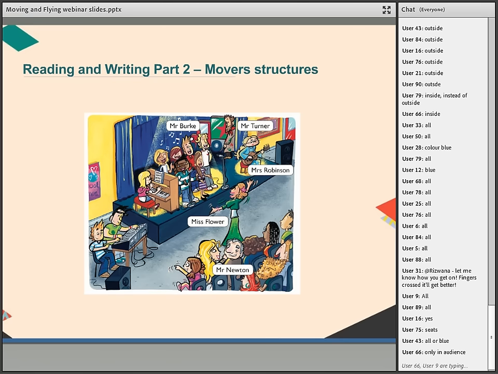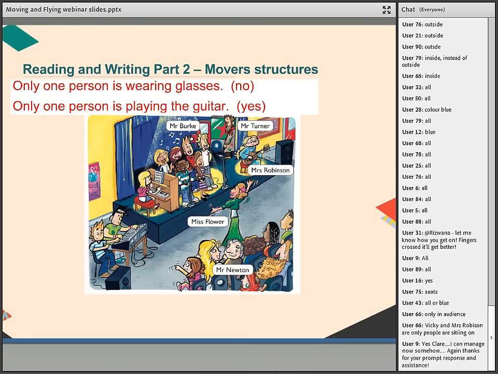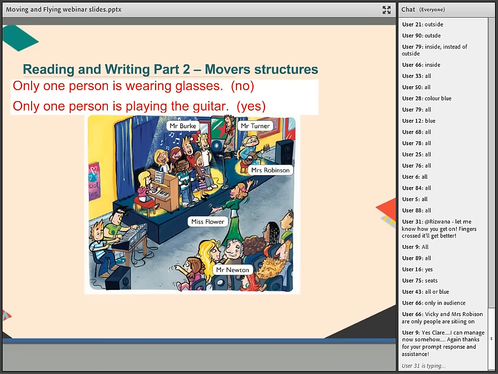Okay, to practice or revise a particular structure, which would be useful for Movers in this case, we could also give students sentences about the picture containing the same structure. For example, very typically at Movers, we get the word only. Only one person is wearing glasses. Only one person is playing the guitar. We've got a no and a yes sentence here. So we can give students sentences with the same structure, and then we could ask them to write more sentences, again with only.